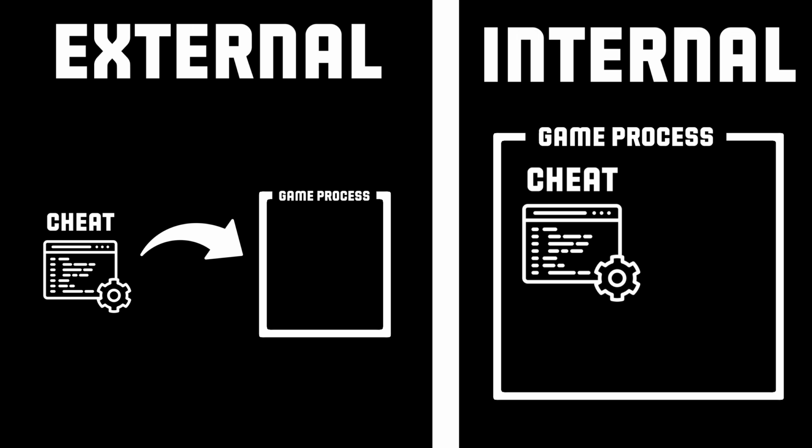When you start an external cheat, it starts up as a separate process which opens the game process and modifies the values this way. The second flavor of cheat software is known as internal, but we'll not look into it today. Let me know if you'd want to see a video on it.